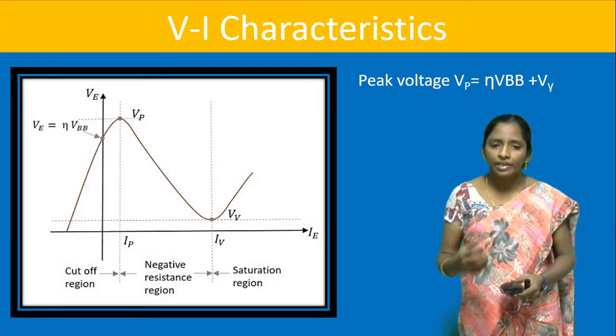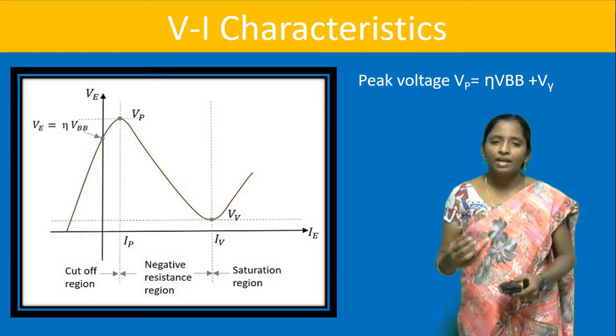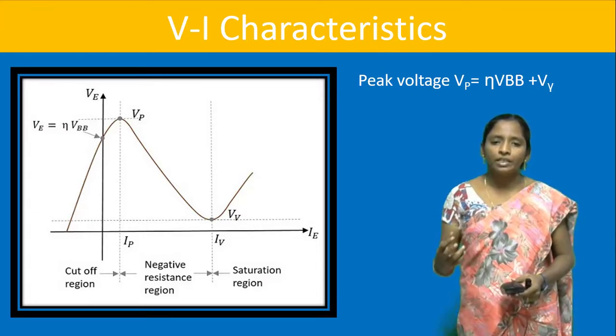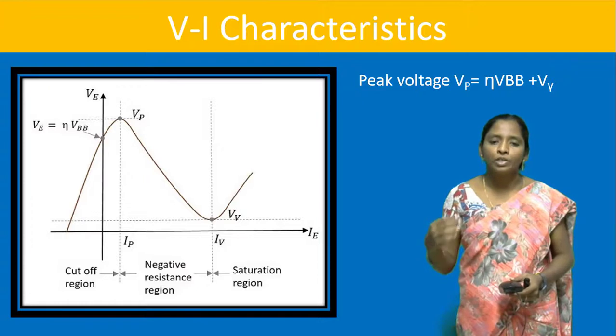That means if you are decreasing the voltage, the resistance also decreases, but the current is increasing until it reaches the valley point, that is represented with valley voltage VV and valley current IV. Then it goes into the saturation region. That means the diode acts as a normal forward PN junction diode. If the voltage is increasing, the current is also increasing. So it shows forward resistance characteristics.